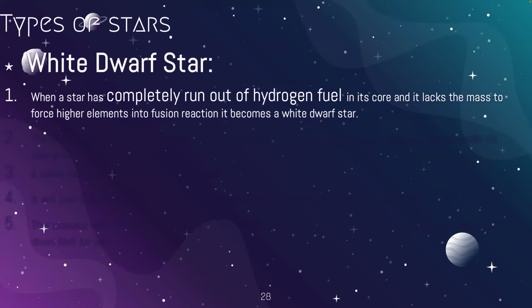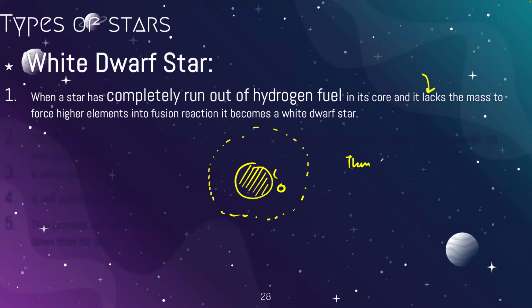So what is a white dwarf? When a star has completely run out of hydrogen fuel in its core and it lacks the mass to force higher elements into fusion reaction, it becomes a white dwarf star. So what happens is that the core is running out of fuel. Now it has carbon and heavier elements like oxygen, but the star lacks the mass to force higher elements into fusion, so it is no longer able to ignite. That means thermal pressure will start to reduce. But will gravitational pressure reduce? No. Gravitational pressure is always constant because it depends on the mass of the core.